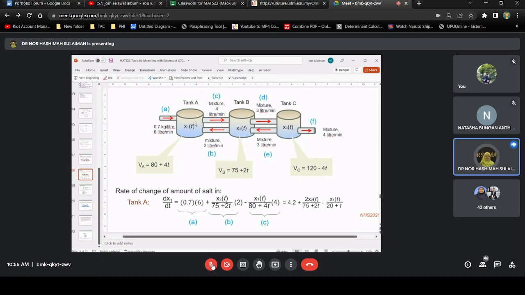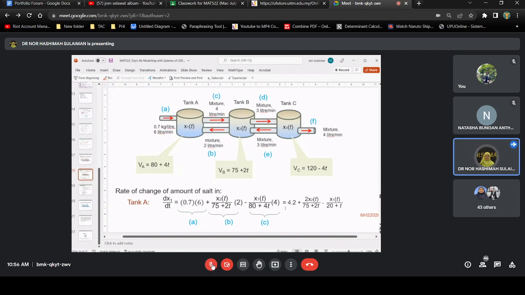Okay, and then untuk saluran C pula, dia datang dari mana? Dia datang daripada A. Kalau datang daripada A, the amount of salt is X1. Okay, the volume of the tank A ni adalah 80 plus 4T. Okay, multiply by berapa rate dia? 4 liter per minute. So dapat benda ni. We can actually simplify further, right?